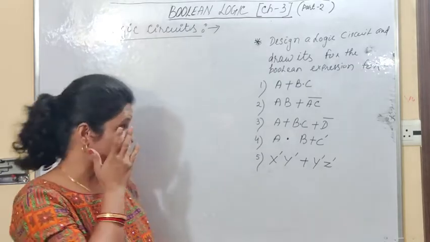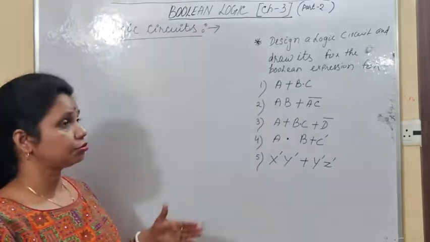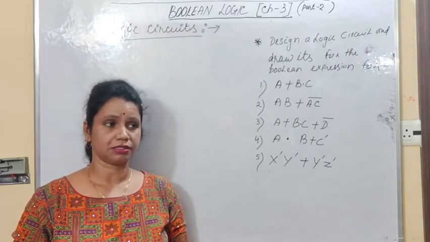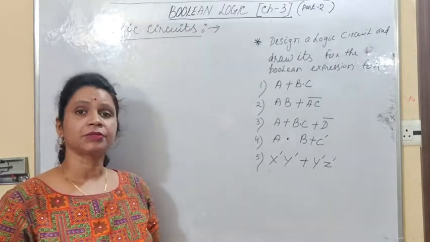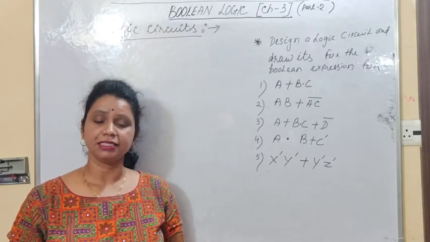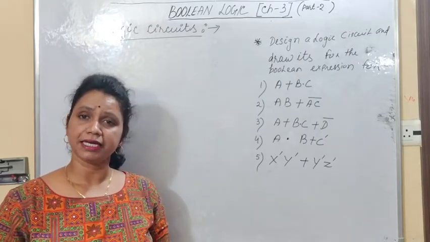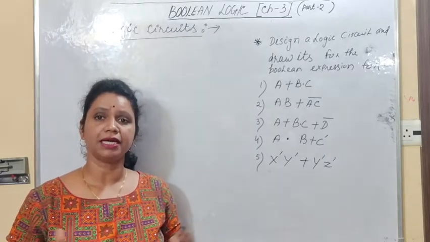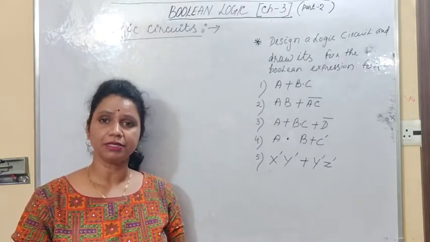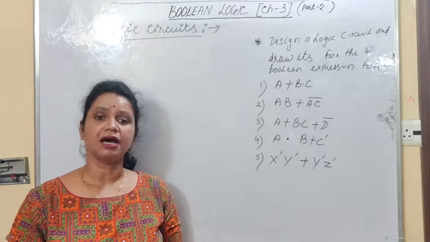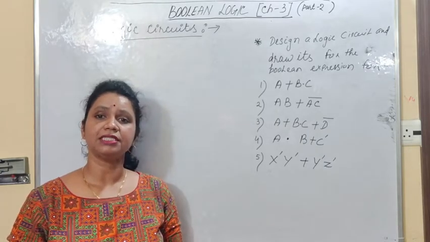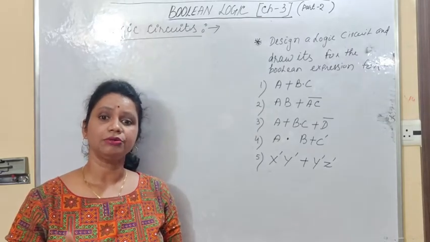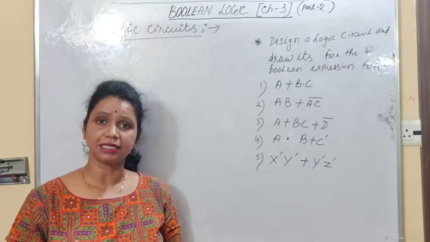Right students? Now, what are the rules to implement a logic circuit for any Boolean expression? There are some rules, students, you need to remember. First, break the Boolean expression into sub-expressions. Right students? Suppose you have a long Boolean expression. Now you have to break that Boolean expression into sub-expressions. After that, implement the logic gate. But before that, you have to determine which logic gate you need.